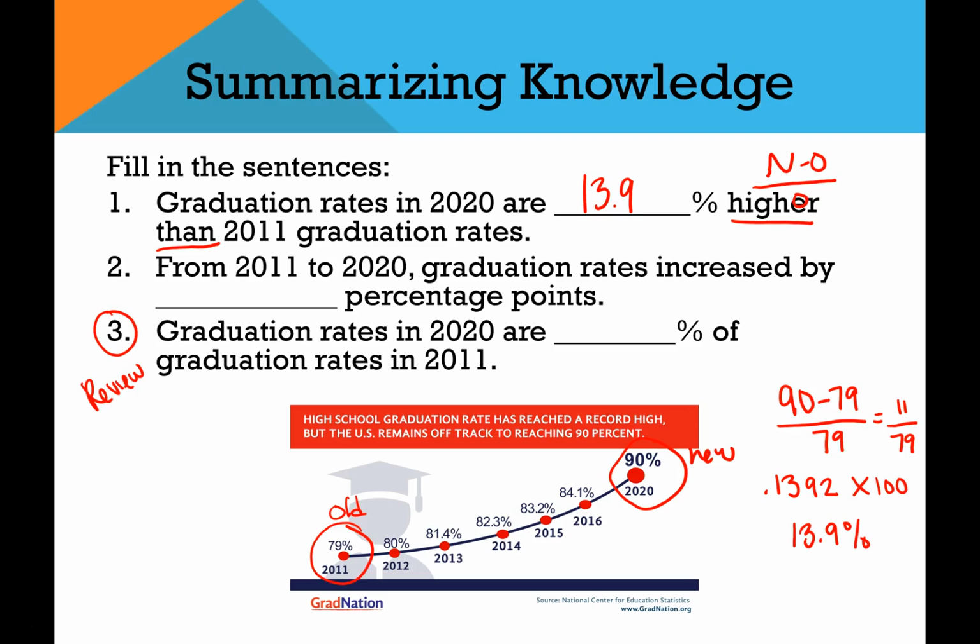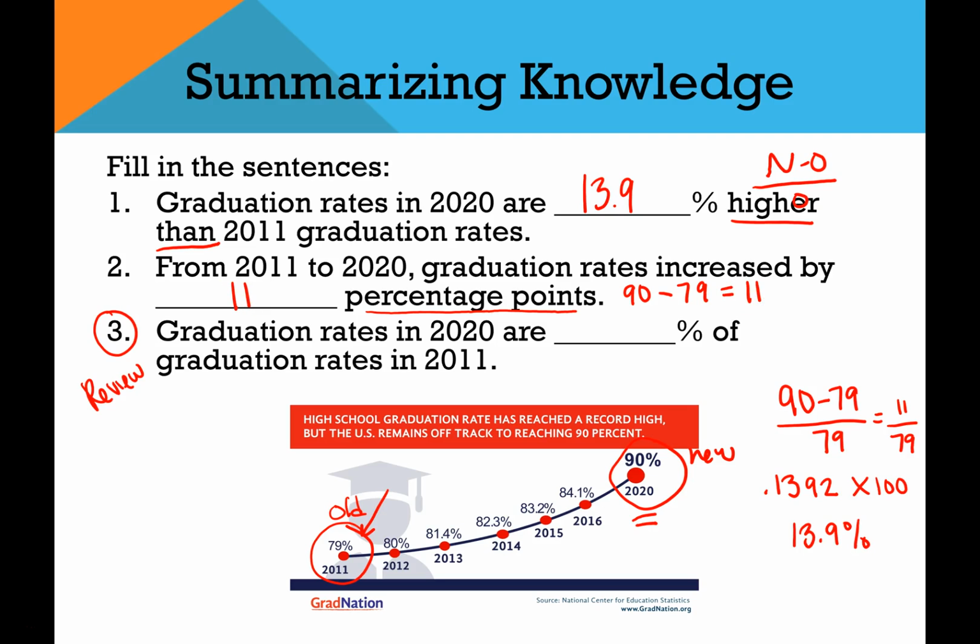All right, next one says from 2011 to 2020, graduation rates increased by how many percentage points? Well, on number 2, all we have to do, because it's talking about percentage points, is do 90, which comes from that, minus 79. And 90 minus 79 is 11. So it's increased by 11 percentage points.